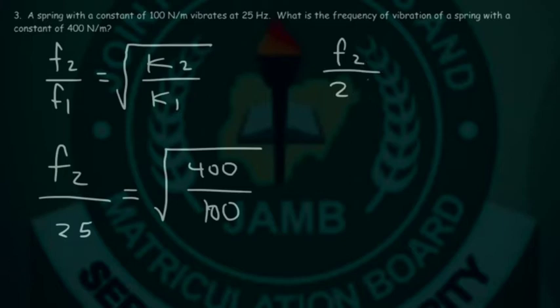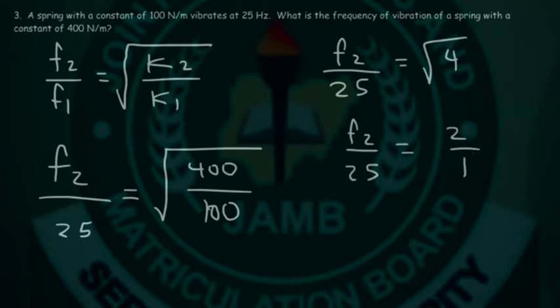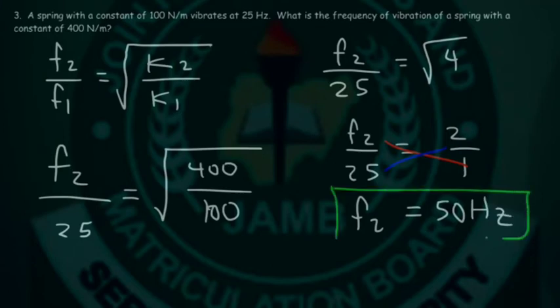So 400 divided by 100 is 4. And the square root of 4 is 2. So f2 over 25 is equal to 2. Now let's cross multiply. So f2 times 1 is simply f2. And then we have 25 times 2, which is 50. And so that's the new frequency. So if you have a problem that relates frequency to the spring constant, you could use that formula.